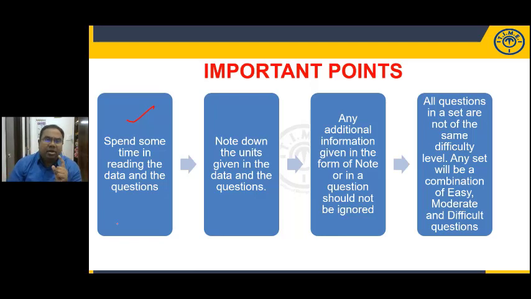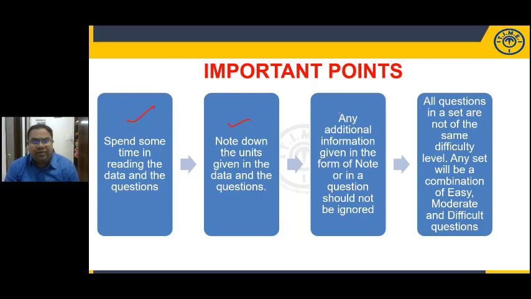Then second step, note down the units. Units are very, very important: the units given in the data and the units asked in the question. The data may be given in lakhs, the question may be asked in million. Data may be given in crores, the question may be asked in billion. So you have to be very careful. Lakh is 10 power 5, million 10 power 6, crore 10 power 7, billion 10 power 9. Basic things you should know. Weight: quintal is 100 kilos, ton is 1000 kilos. So read the title, see what data is required, then note down the units. These are the points you should always focus on before you solve any DA set.